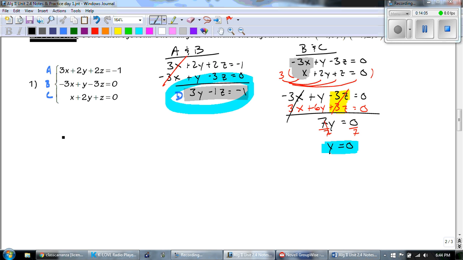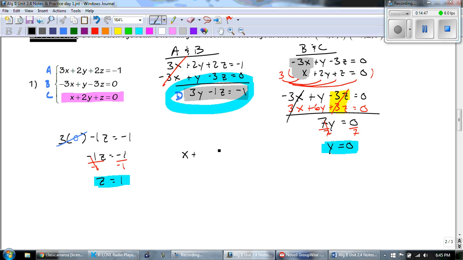So I've got 3 times 0 minus 1z equals negative 1. 3 times 0 is 0. So we have negative 1z equals negative 1. And when we divide by negative 1, we get that z equals 1. So I have y, I have z. The next thing I need is x. And I'm going to look to whatever equation is the easiest to plug into. I feel that C is, because the x is already by itself.